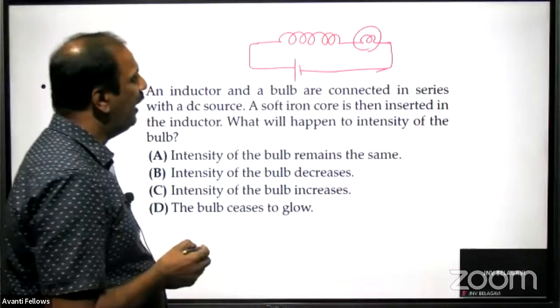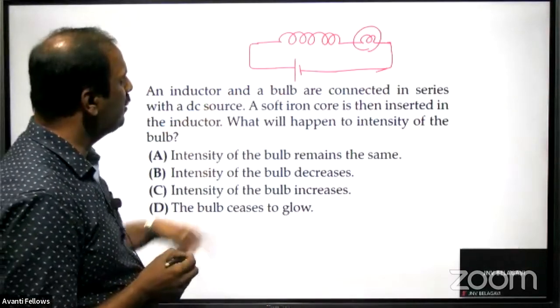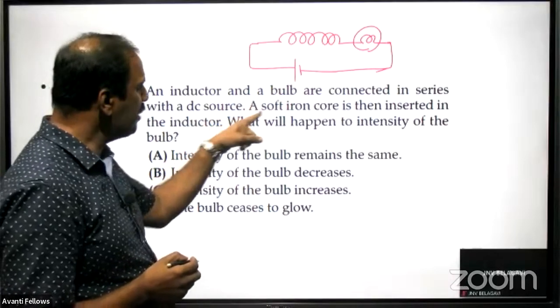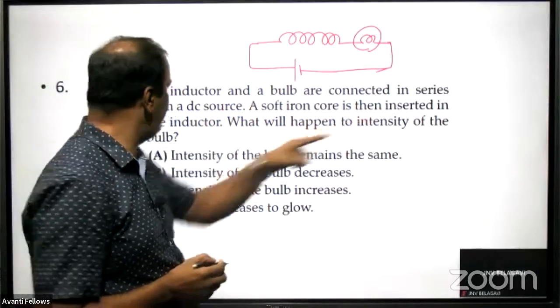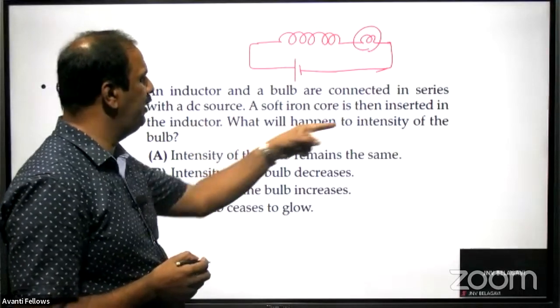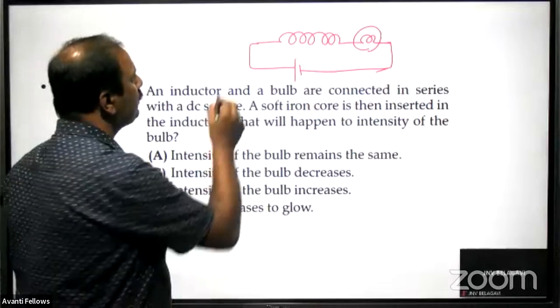An inductor and a bulb is connected with a DC source. A soft iron core is then inserted in the inductor. What will happen to the intensity of the bulb?